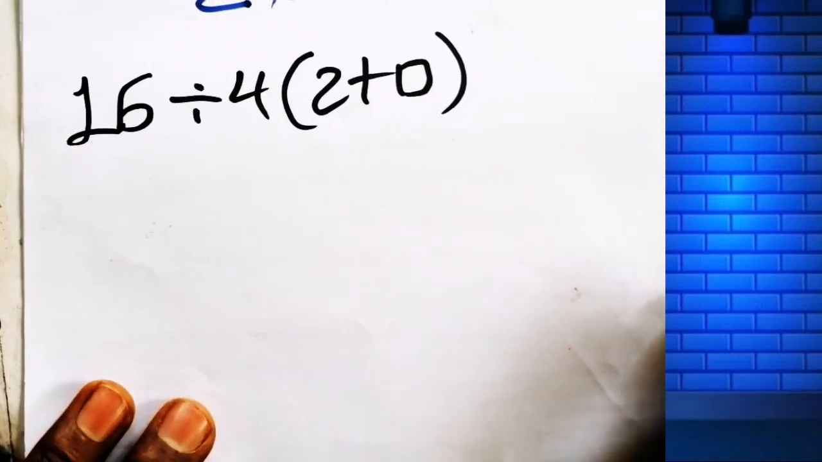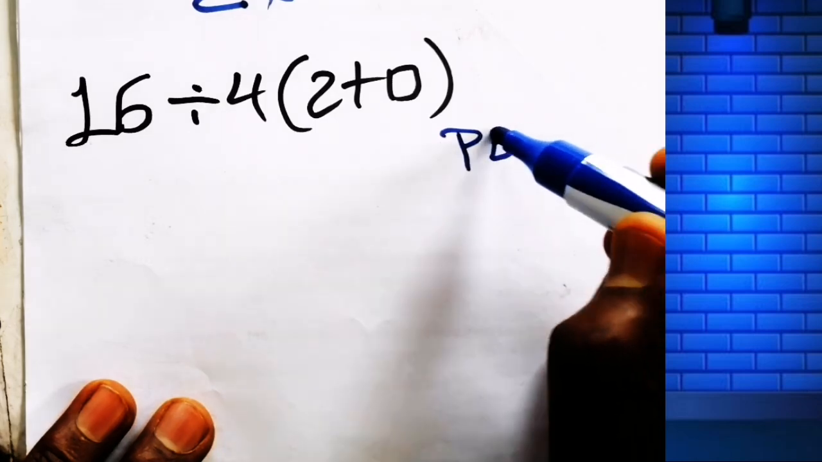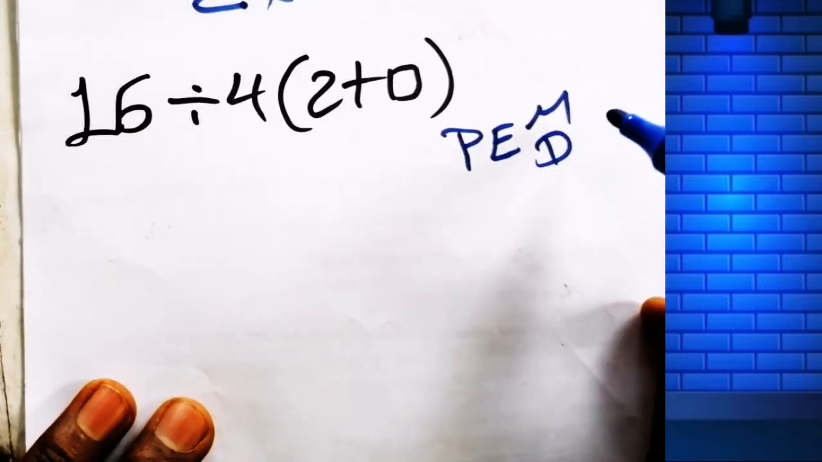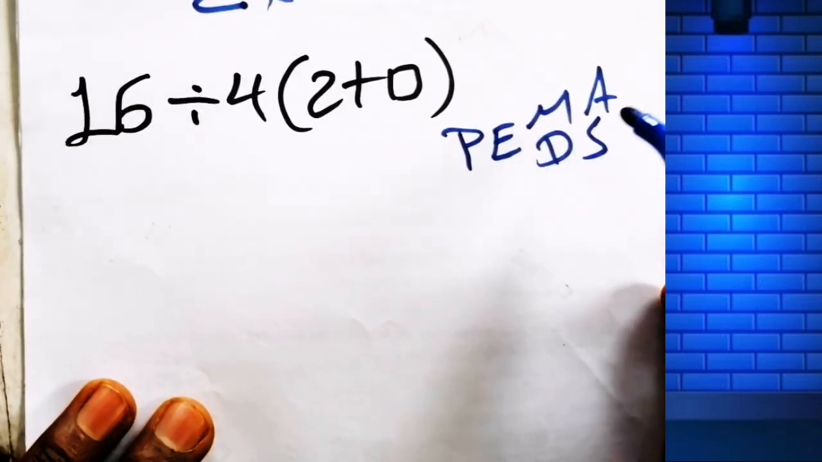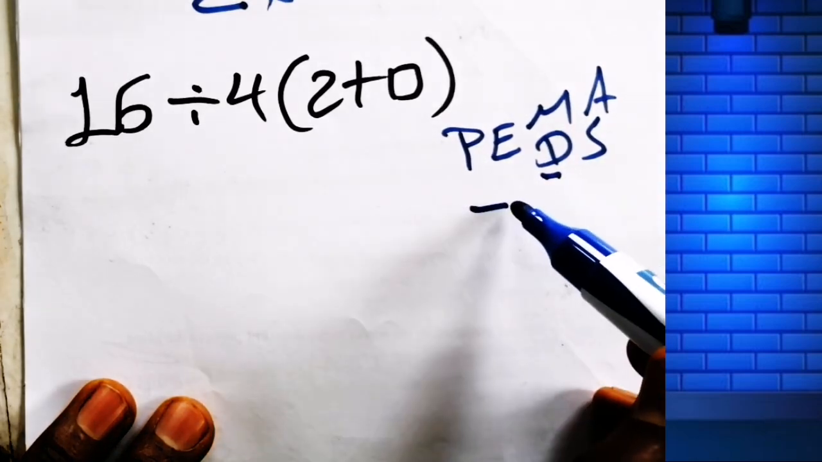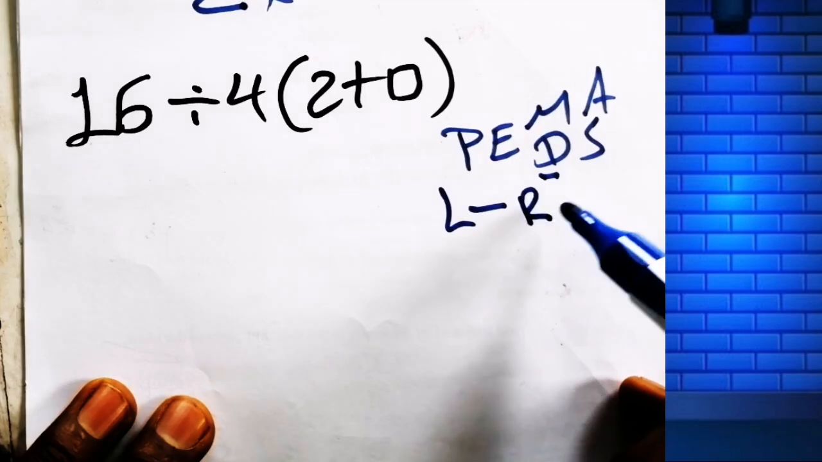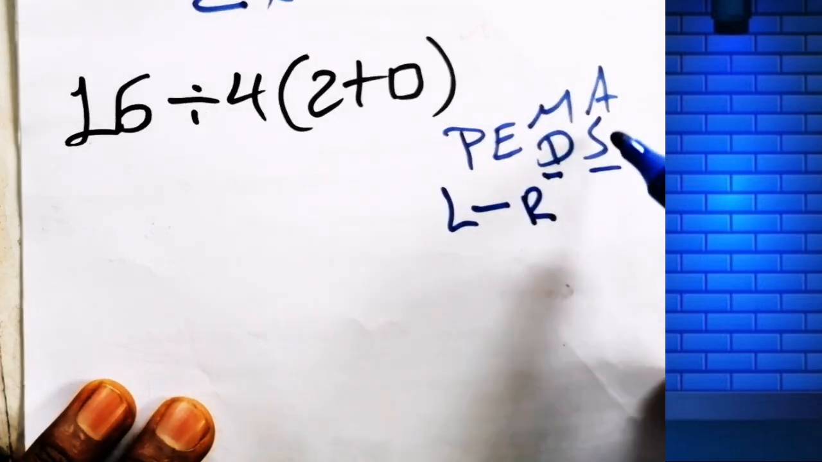Because according to the order of operations, PEMDAS, first we have to do parentheses, then exponents, multiplication or division, and finally addition or subtraction. Remember that multiplication and division have equal priority, so work from left to right. Okay, the same applies to addition and subtraction.